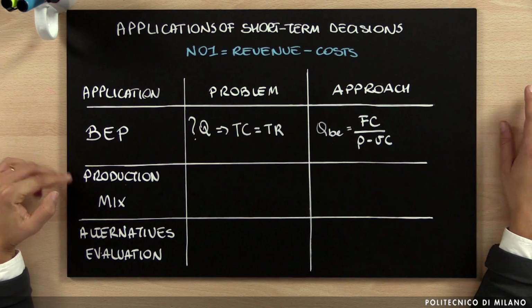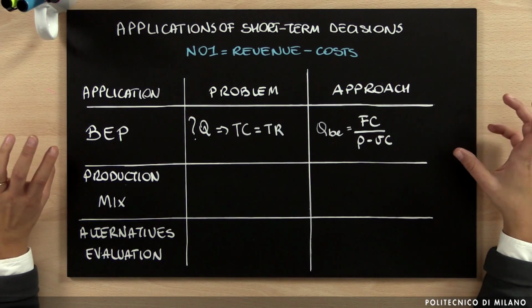In this class we will focus on another application of short-term decisions, that is the production mix. In this case, we are talking about a company that realizes more than one product. So we have several products, and the main problem is to identify the order of the production and the quantity of each product that should be realized.